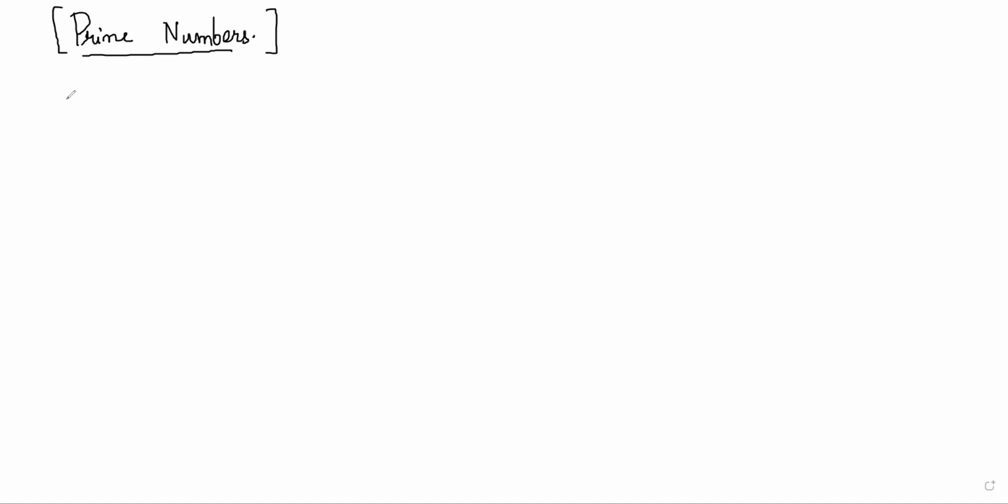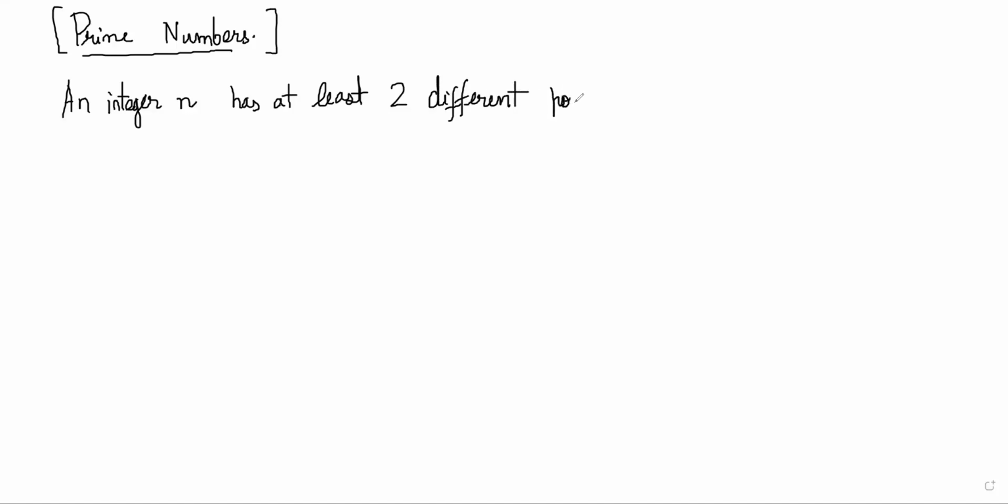So the way we define it is as follows. An integer n always has at least two different positive divisors, and these two positive divisors are basically 1 and n itself.